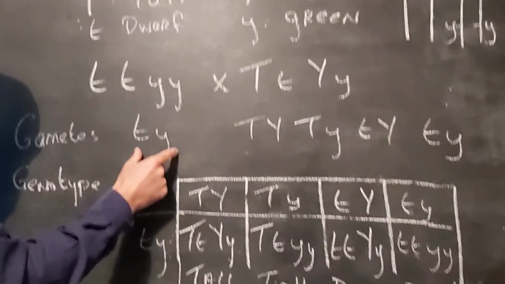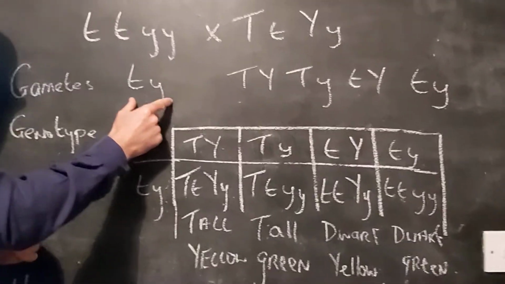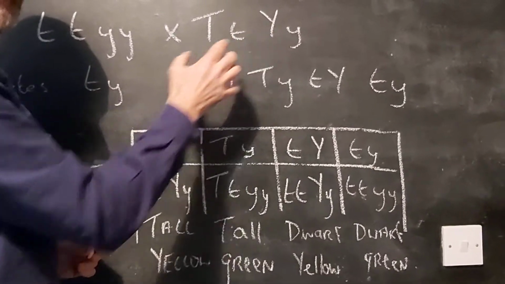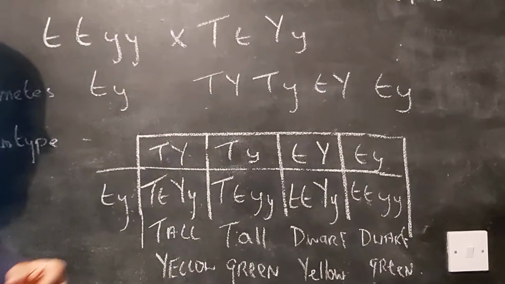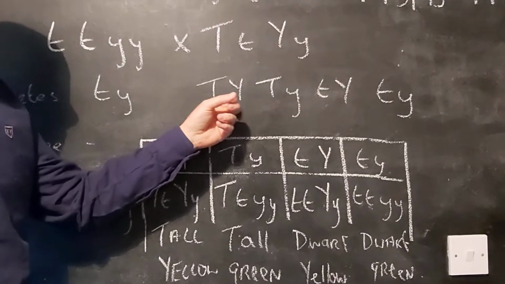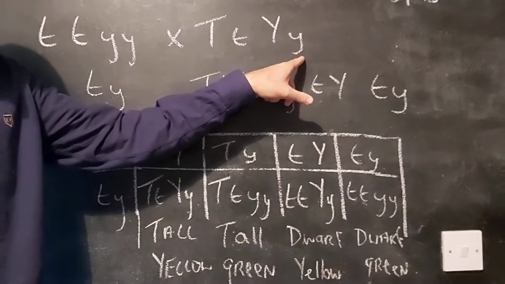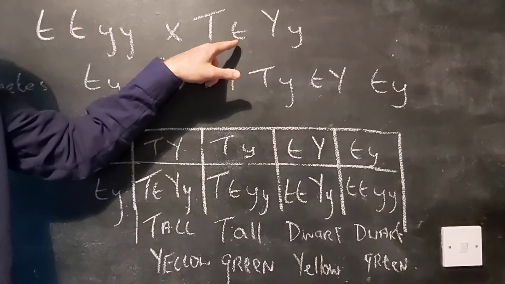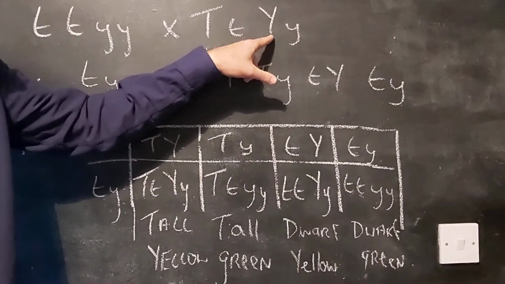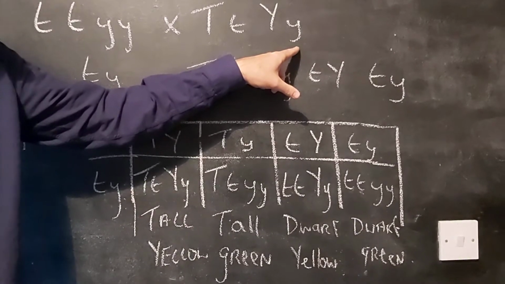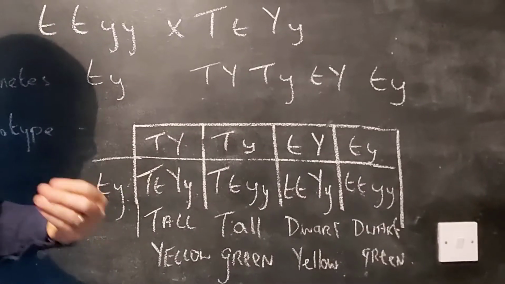So here are my gametes for my dwarf green. Here is my tall and yellow. Now Mendel's second law is telling me that I can have big T and big Y. I can have big T and small y. But I can also have small t and big Y, and I can have small t and small y.